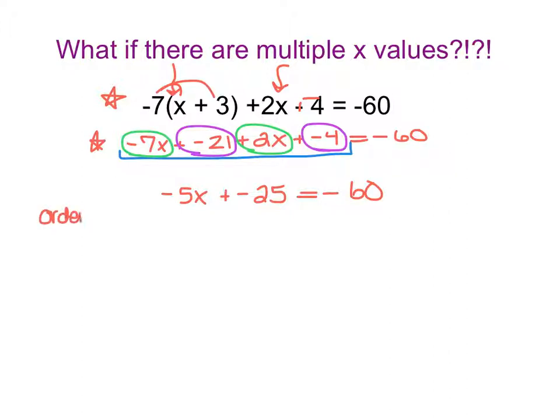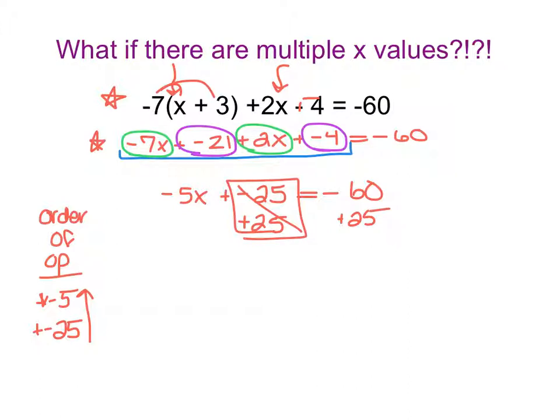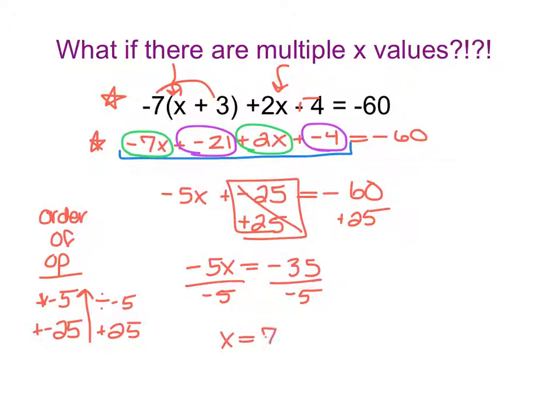So here we're going to undo the order of operations. We know that if we were to look at x on the left-hand side, we would multiply by -5 and then add a -25. So here we're going to undo these in reverse. We're going to start by undoing that addition of a -25 by adding 25 to each side. So these become 0 together. We're left with -5x is equal to -35. And then we're going to undo that multiplication of -5 by dividing both sides by -5. And here we have x is equal to 7.